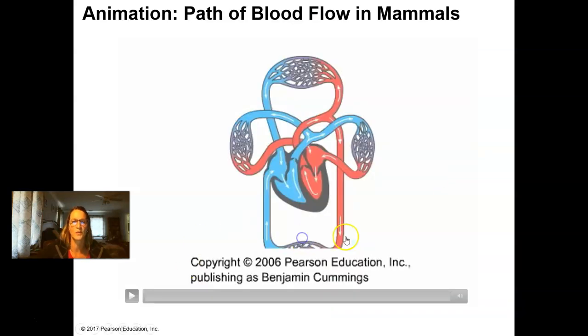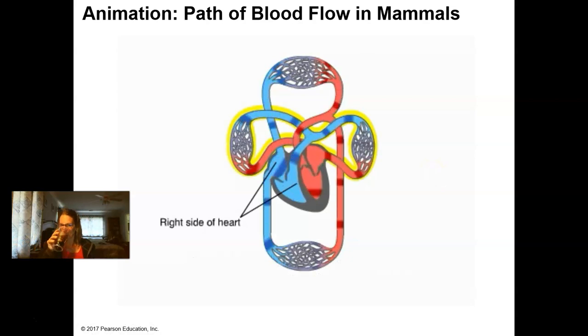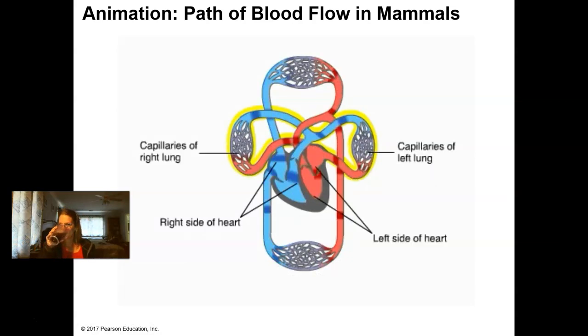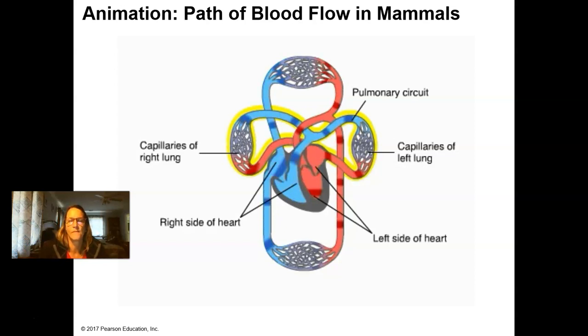And here's a quick summary of some of that. It's not as detailed as what I went through just a second ago. In mammals, blood pumped by the right side of the heart passes through the lungs and enters the left side of the heart. This is the pulmonary circuit.